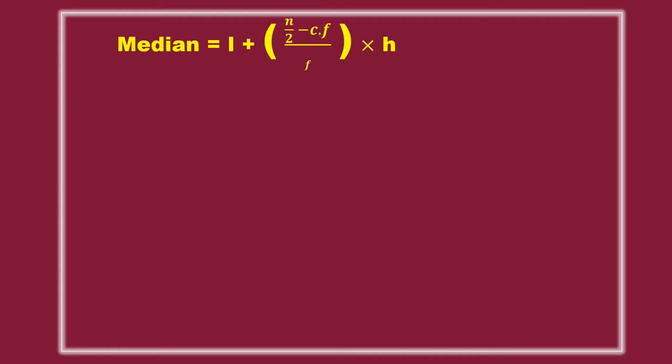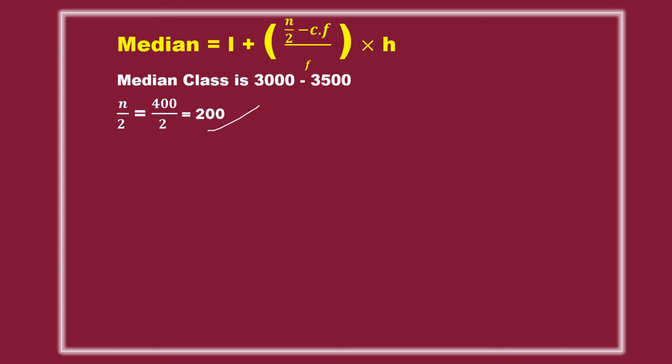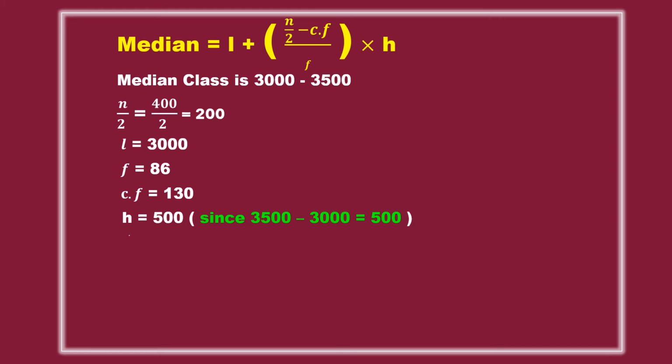Now write the median class first and write all the values, then put them in the formula. The median class is 3000 to 3500. I got N by 2 as 200. No need to write the N value separately; you can directly write the N by 2 value because in the formula we have N by 2. Next, L is the lower limit of the median class. It is 3000. F we got 86 from the table and CF we got 130. How to find H? H is the difference of this median class. The difference of 3500 and 3000 is 500.